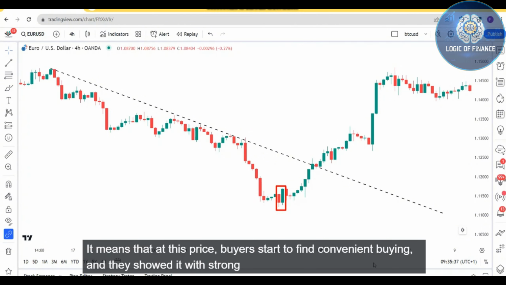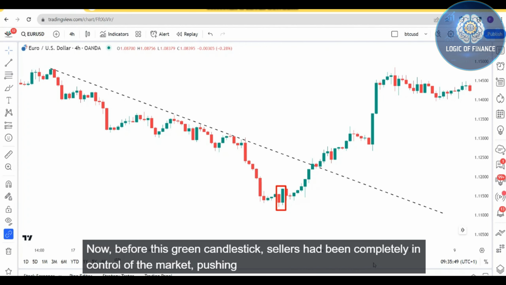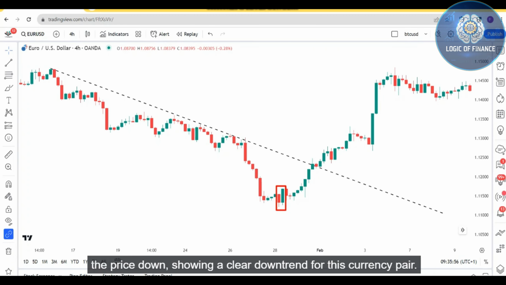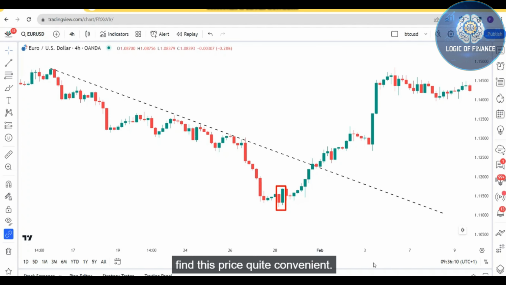It means that at this price, buyers start to find convenient buying, and they showed it with strong action that formed such a big green candlestick. Now, before this green candlestick, sellers had been completely in control of the market, pushing the price down, showing a clear downtrend for this currency pair. Now, for the first time, we see a serious threat to this downtrend, as buyers made it clear that they find this price quite convenient.